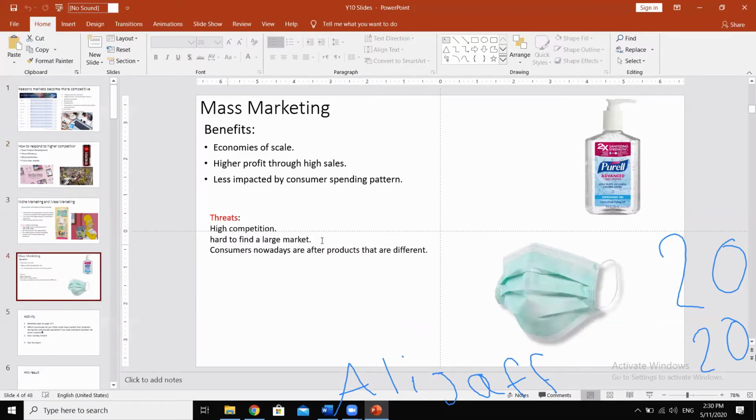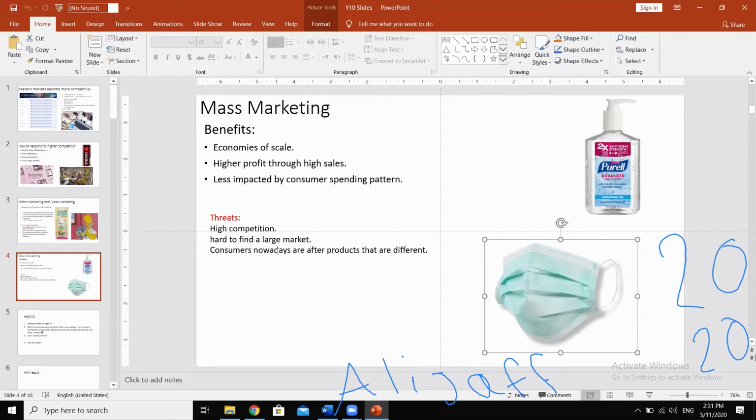All right, so what are the threats to mass marketing? Well, competition is very high, obviously. Like, how many businesses make this type of hand sanitizer? How many businesses make masks, let's say? And so it's really hard to find a large market.